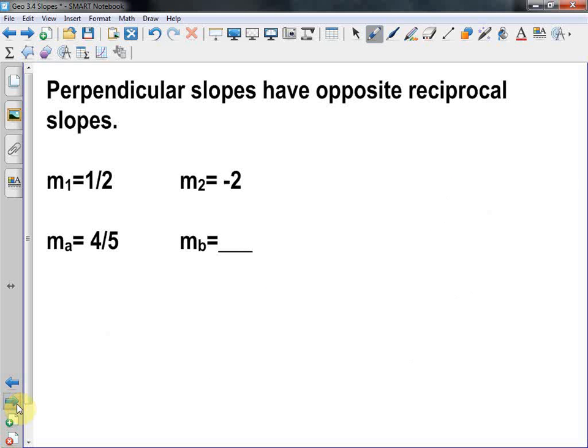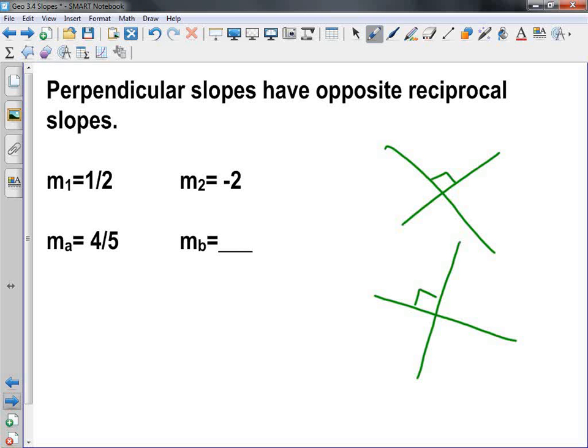All right, here we're going to talk about perpendicular slopes. What does perpendicular mean? They cross and make 90-degree angles. That makes them perpendicular. Perpendicular slopes have opposite reciprocal slopes, okay? Kind of sounds like a lot, but it's not bad, okay?